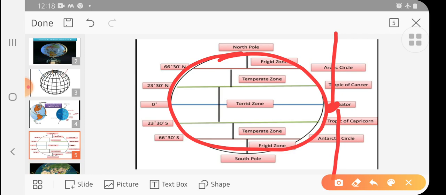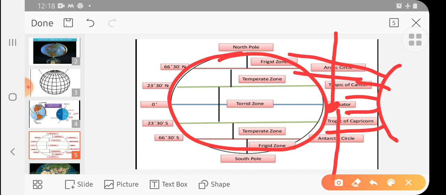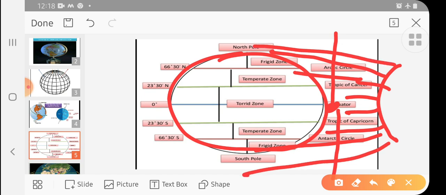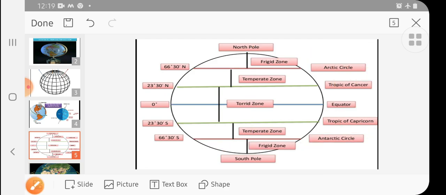So the temperature is decreasing, because on the equator the rays are vertical, so that's why the temperature is high. When the rays are not vertical, they are slant, so the temperature decreases. So when we proceed to the pole, the temperature automatically decreases because the sun rays are slant. That's why high temperature is found on the equator, and gradually it decreases as we proceed from north to south. So this we have to understand.